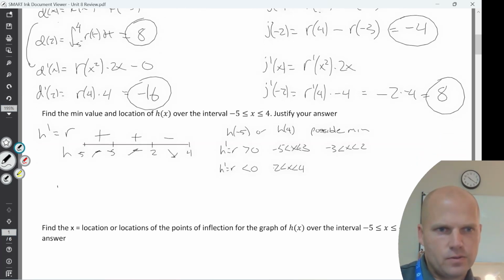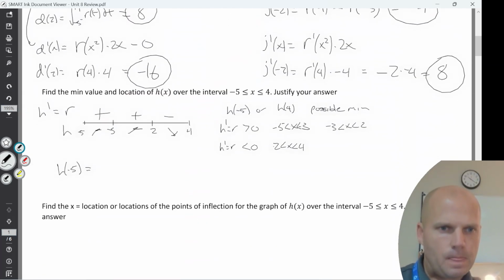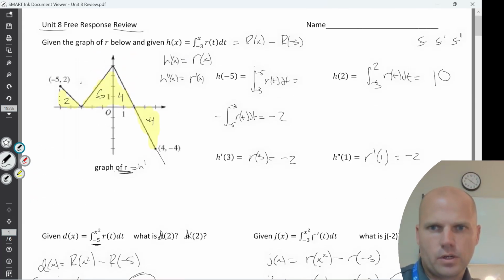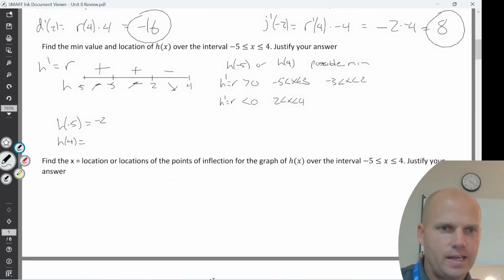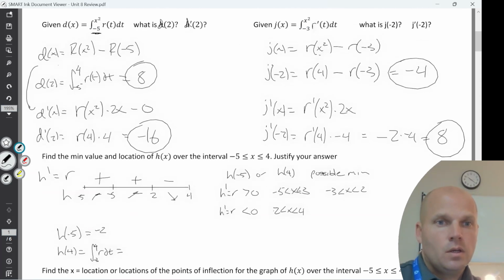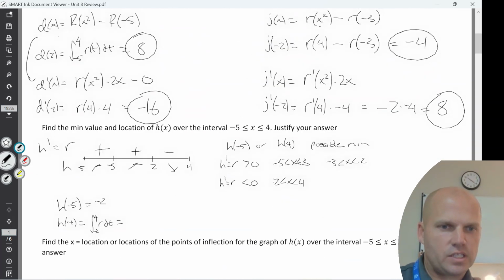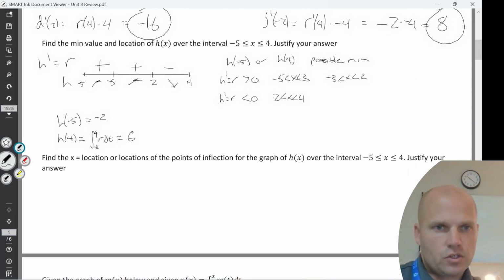Got to compare the two values. H of negative 5, I found earlier, so I don't have to write it down again. It's negative 2. H of 4, did I find h of 4 earlier? I did not, so I got to write down, it's the accumulation from negative 3 to 4 of R. From negative 3 to 4 will be this 6, this 4, this negative 4, so that's 6. So I find that h of negative 5 is our min value. It's our winner.